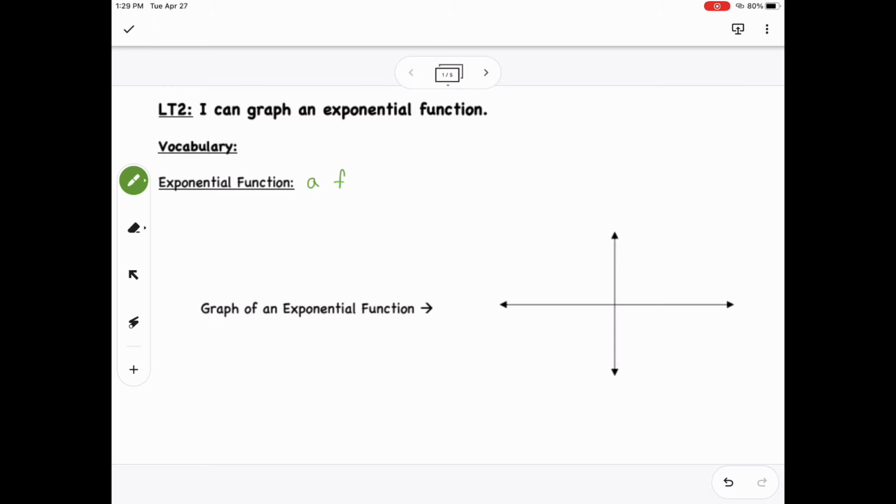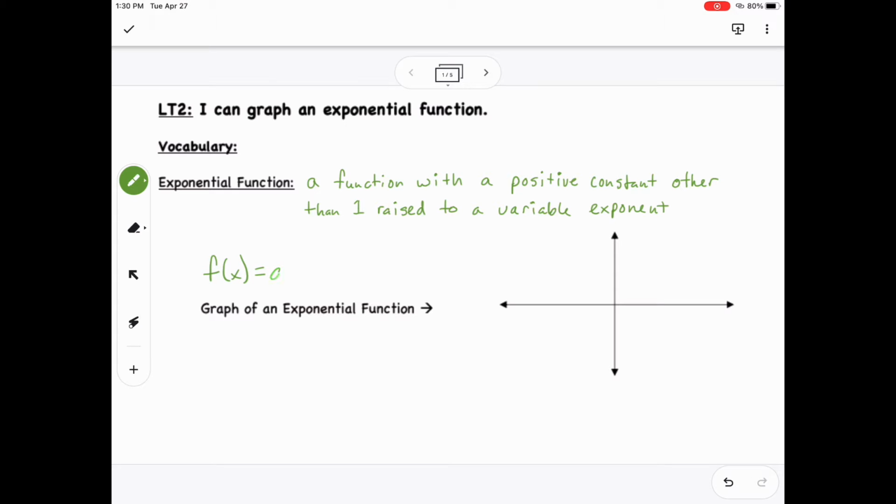Today we're talking about learning target 2, which states that I can graph an exponential function. So an exponential function is a function with a positive constant other than 1 that is raised to a variable exponent. Okay. Now this may look one of two different ways. We can write them as f of x is equal to a to the x, and a is going to be representing a number that we're given. Or I could use y instead of f of x.